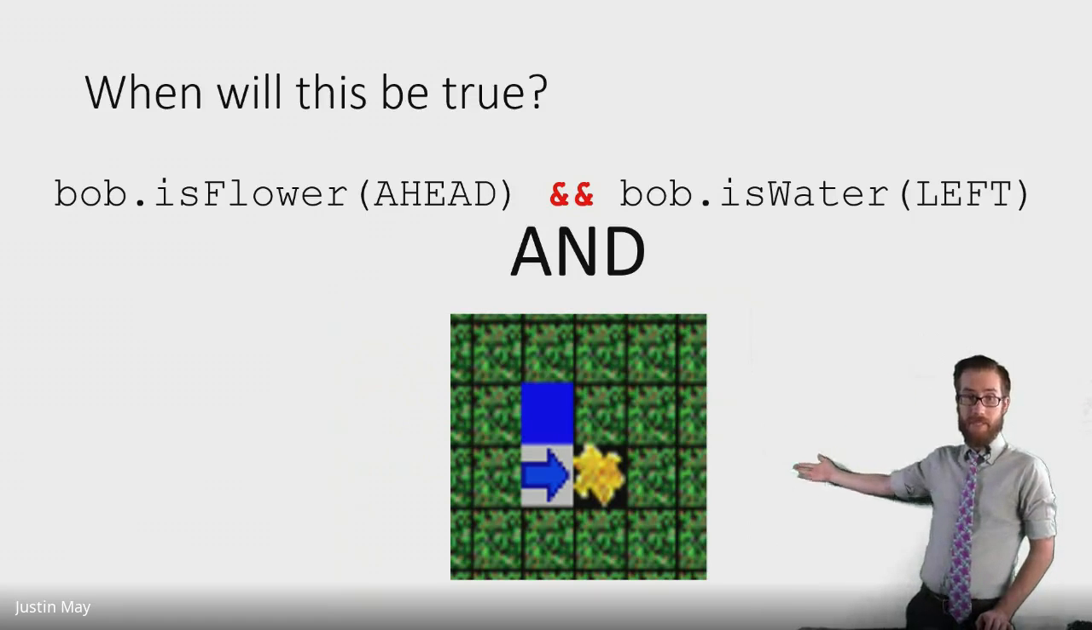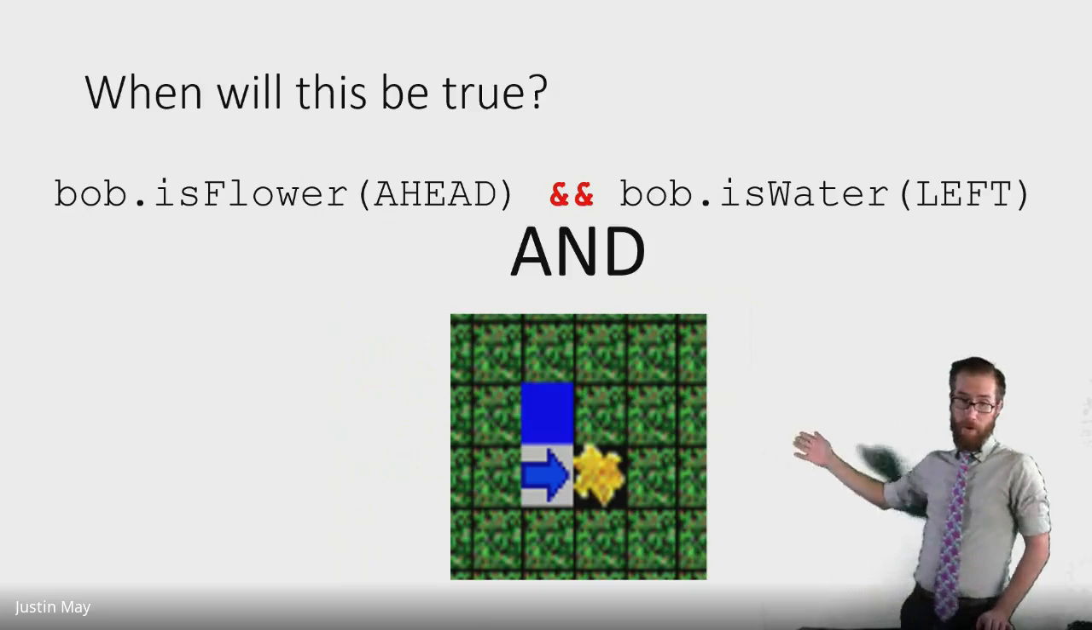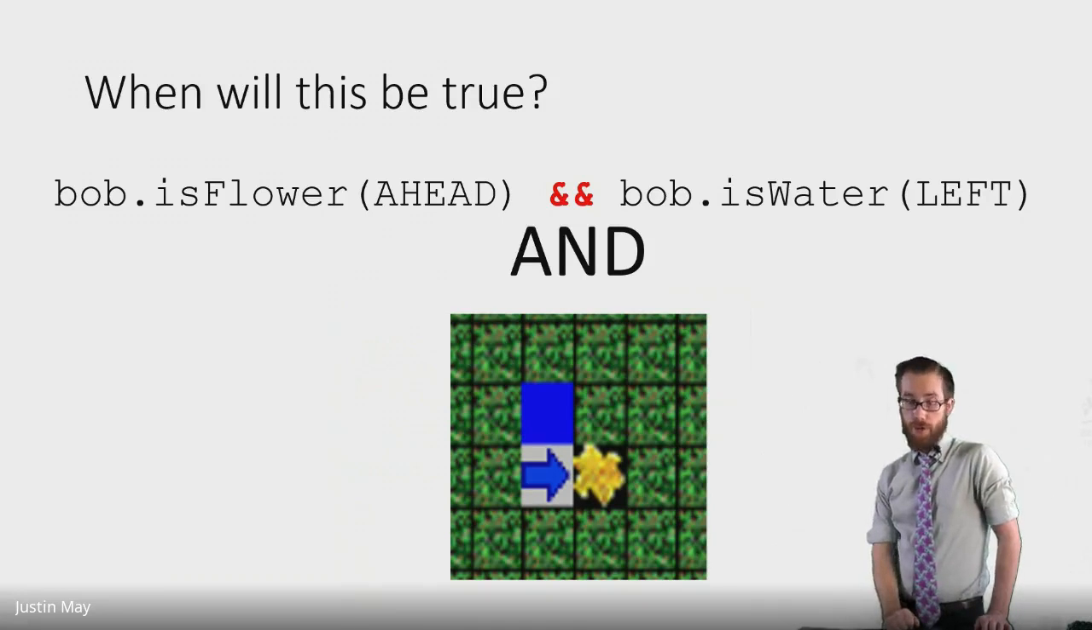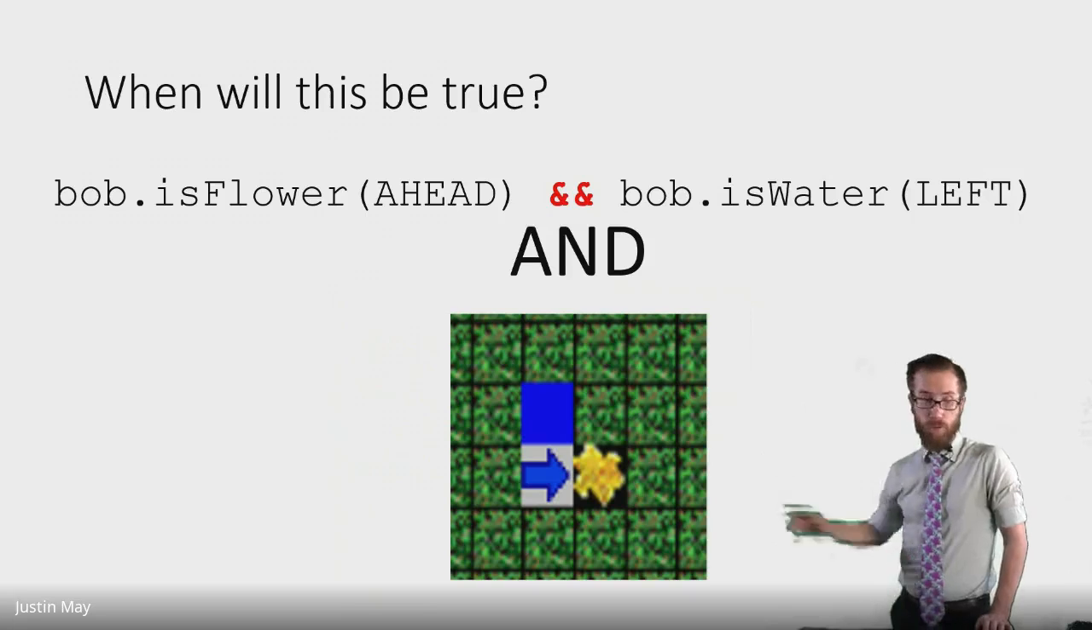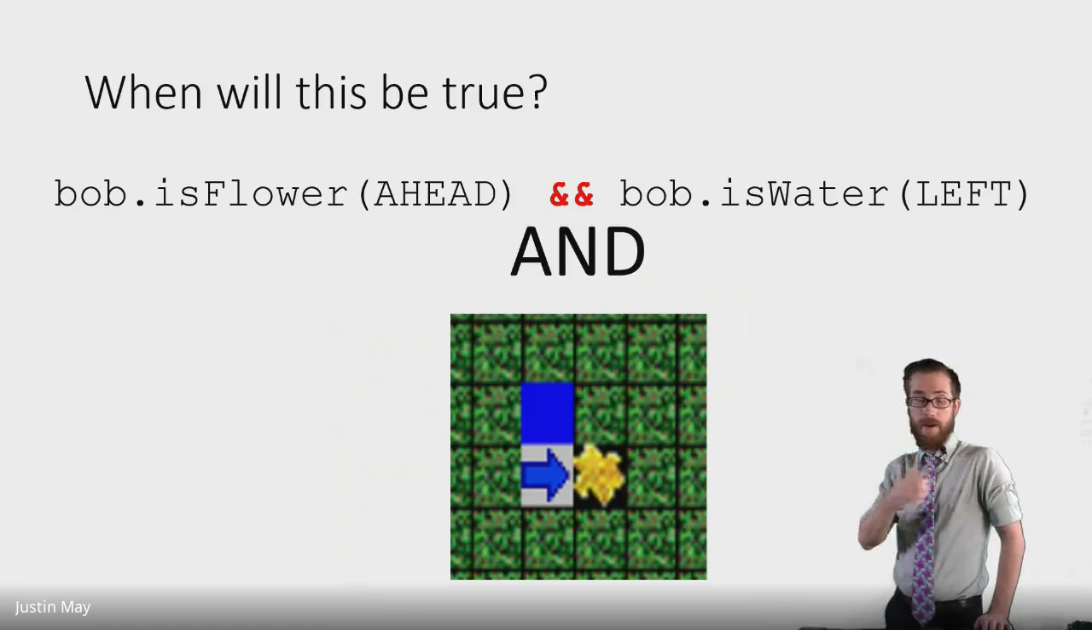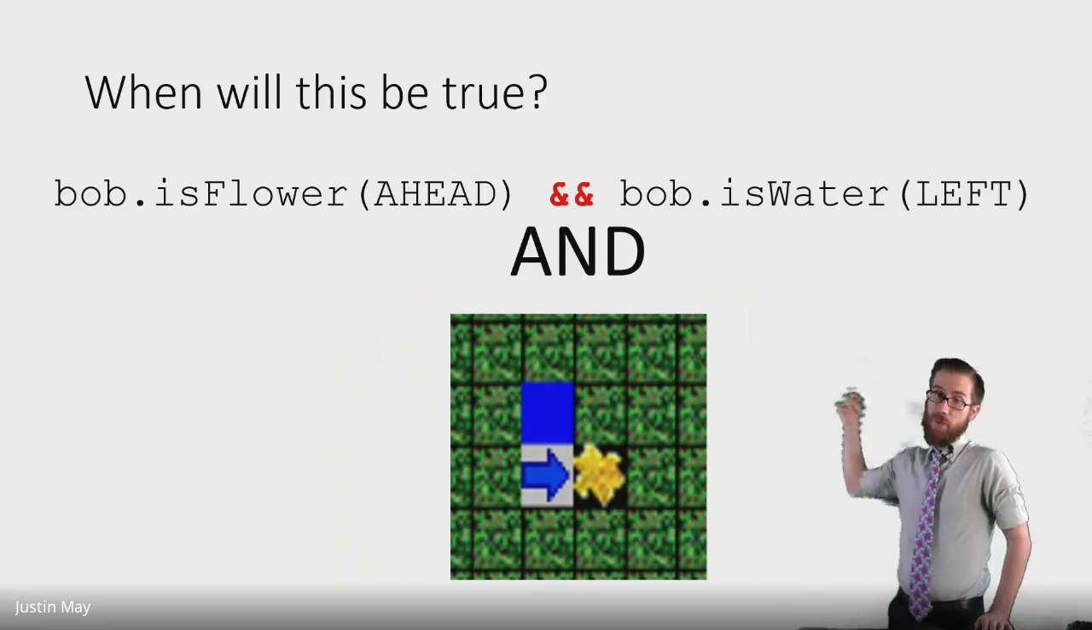So in this example, we have a flower in front of Bob and water to his left, so this condition would be true. If only one of these things was there, if only a flower was there or only the water was there or neither was there, then this would evaluate to false.